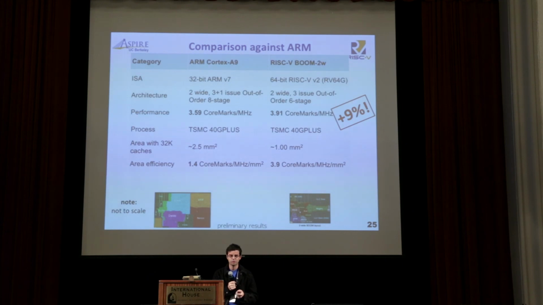And if we look at area efficiency, Boom's looking pretty good. And we're actually both targeting the same frequency. So it's not like the CoreMark per megahertz is a false comparison here. So I thought that was pretty cool. Not bad for 9,000 lines of code.